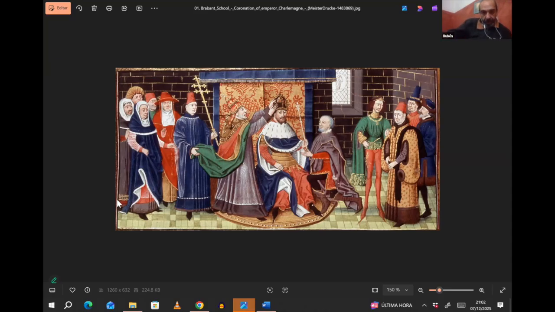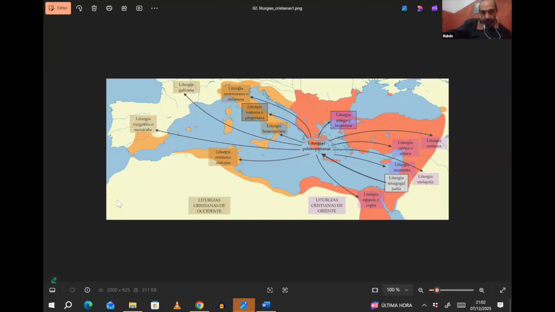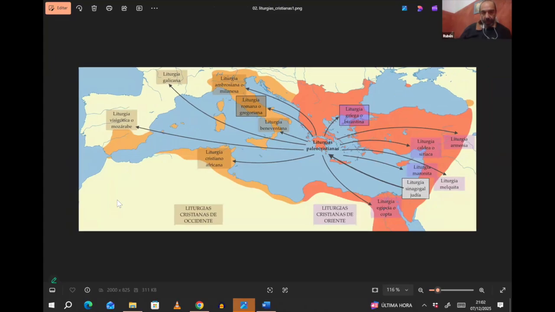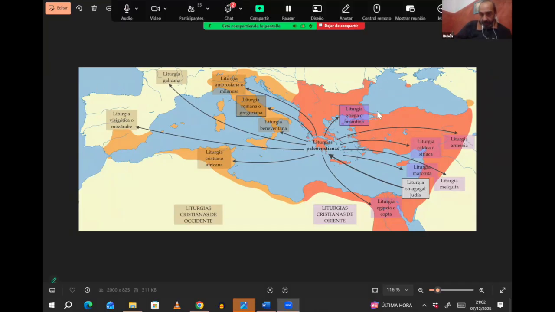Here you can see a schematic map of the different liturgies that were around Europe, more or less 7th, 8th century. You can see on one side the Eastern liturgies, which were derived from the Greek and the Byzantine. We have the Armenian, the Syriac, the Maronite, which is what is actually Lebanon today, the Egyptian or Coptic.